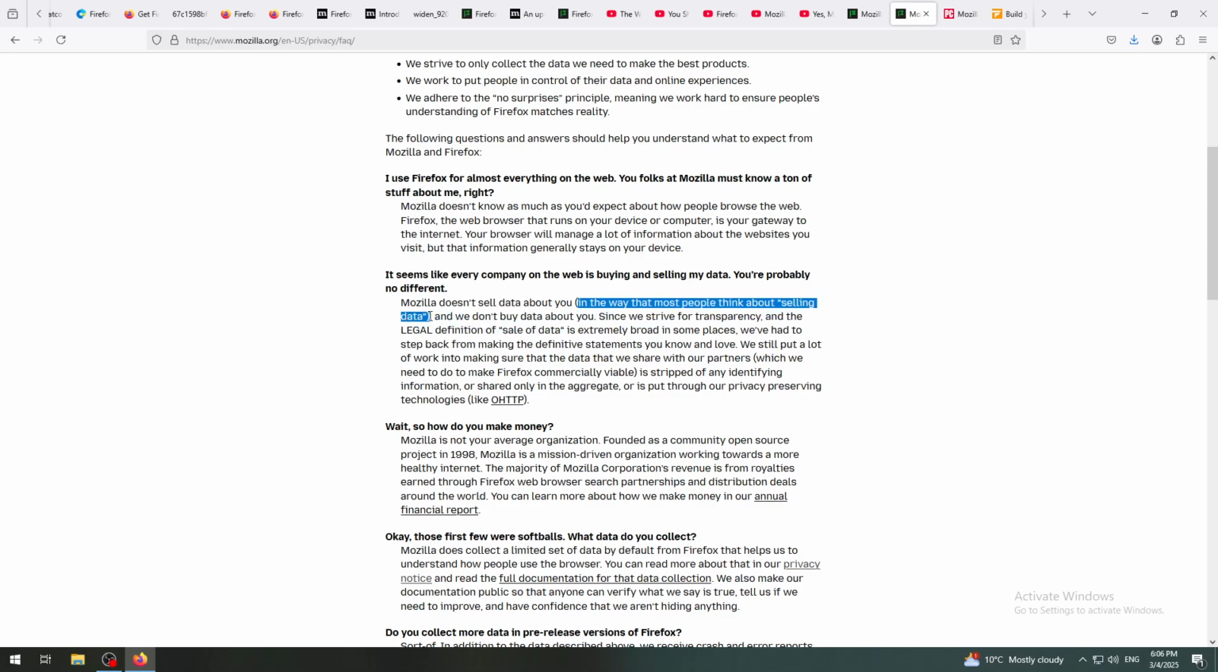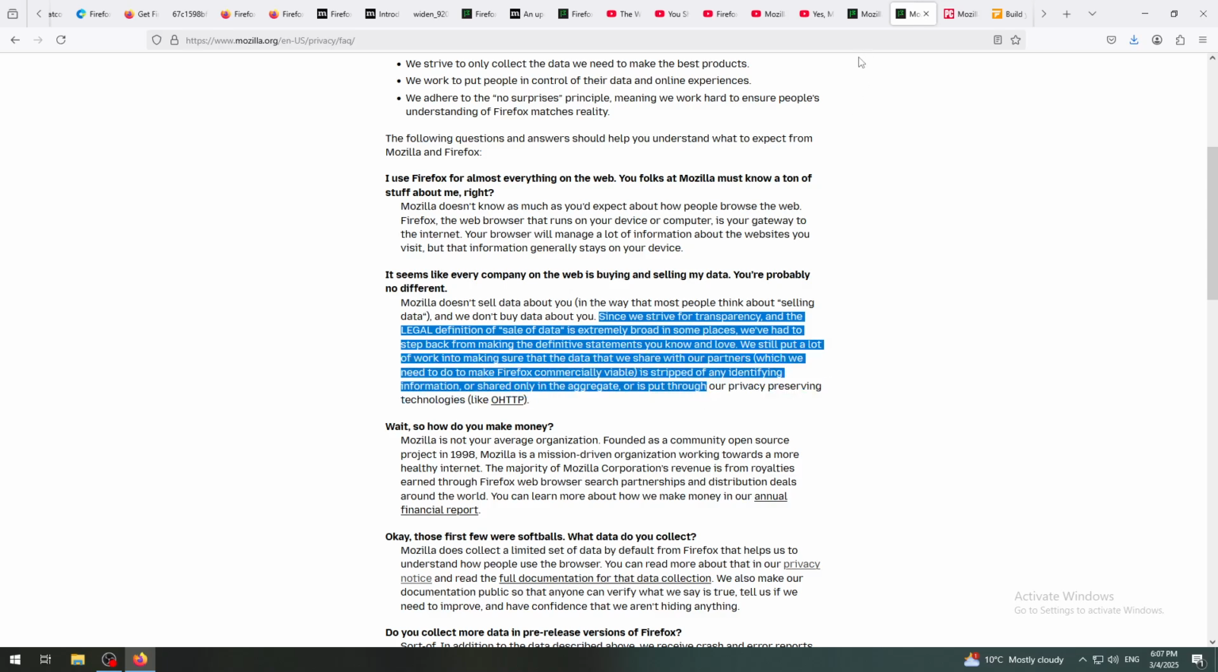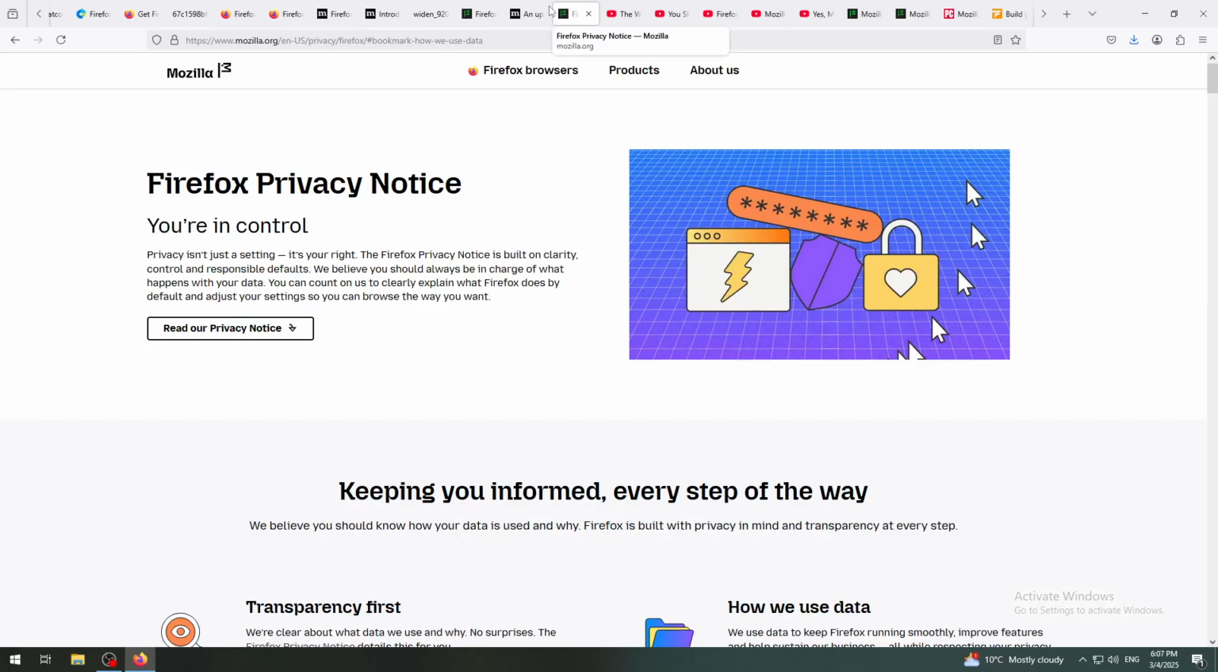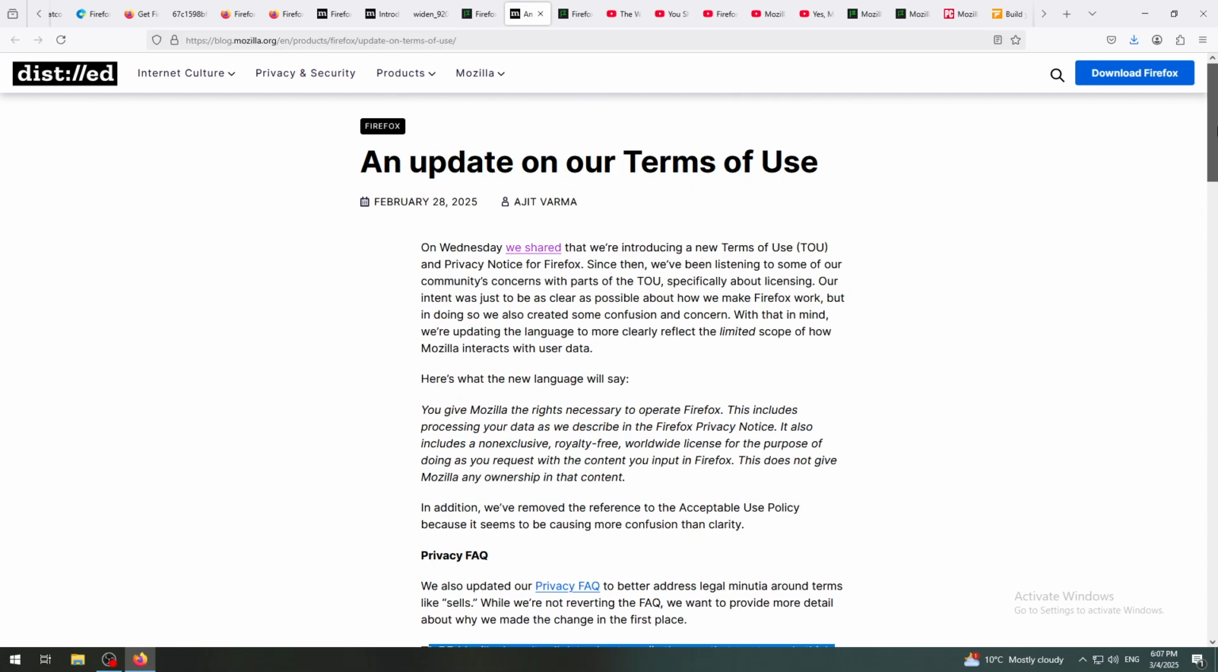So it's not that we're not selling data about you, but we're not selling in the way that most people think about selling data. Who are you to know what most people think about selling data? How did you measure that most people think about it? But they're obviously doing it now, just not in the way that most of us think. So we're not selling the data the way you think, we're selling the data the way we think. That's crazy. And they say the definition of sale of data is broad, and so we had to define it. And that's what it's here on.